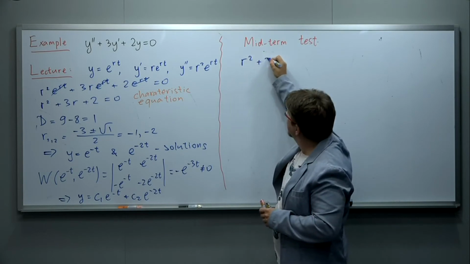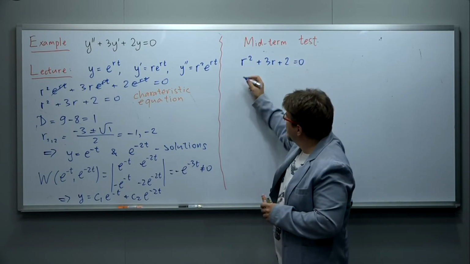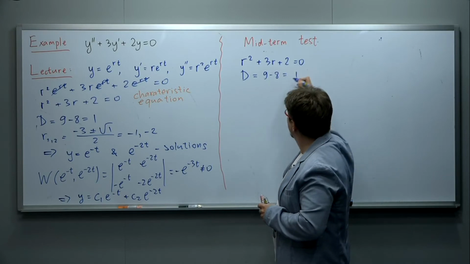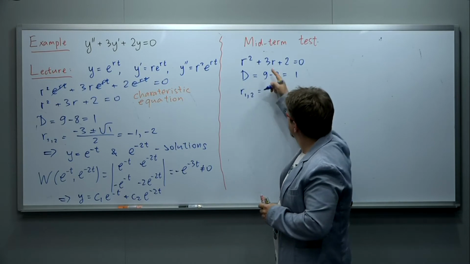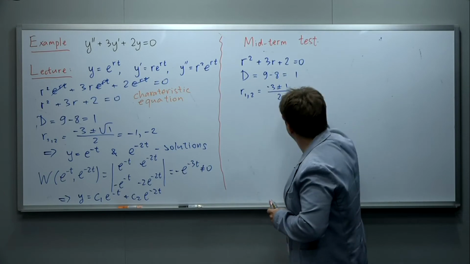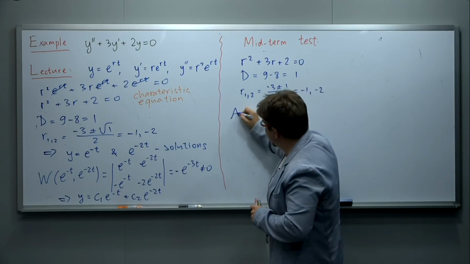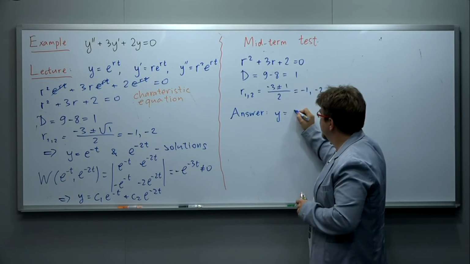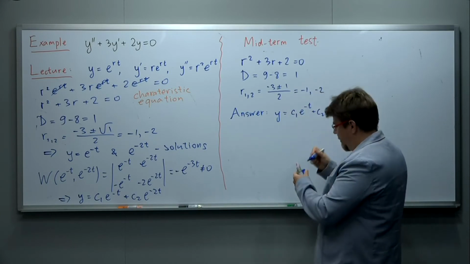r squared plus 3r plus 2 is 0. So then I'm going to solve it. I'm going to write the discriminant, which is 9 minus 8, which is 1. So the solutions r1, r2 are going to be minus 3 plus minus 1 over 2, which is minus 1 and minus 2. And then I just write down the answer: y equals c1 e to the minus t plus c2 e to the minus 2t.